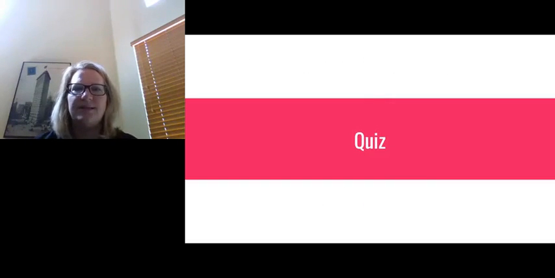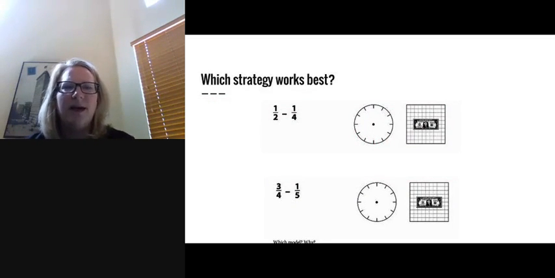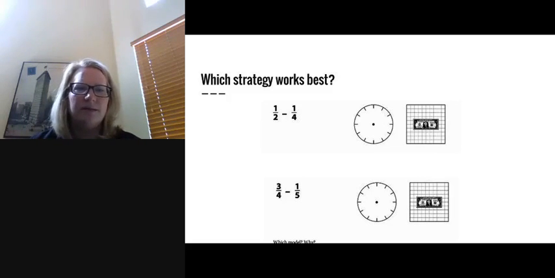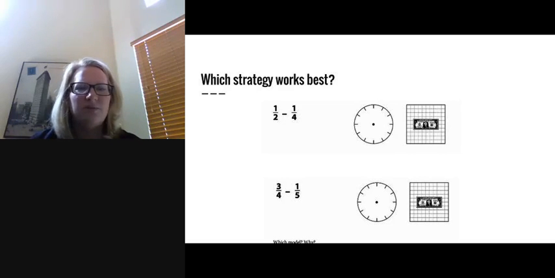Let's do a little quiz to see what we've learned so far. Which strategy would work best? If we had 1/2 minus 1/4, do you think money or time would work best? First, you have to think, 1/2, what would that equal in money? Maybe 1/4, what would that equal in money? If I'm thinking of some of the examples that we previously saw, we would see 1/4 and 1/2 would come up, and I could probably use either to solve. 3/4 minus 1/5, thinking time or money, which would work best for this?